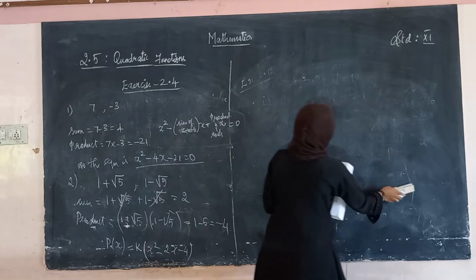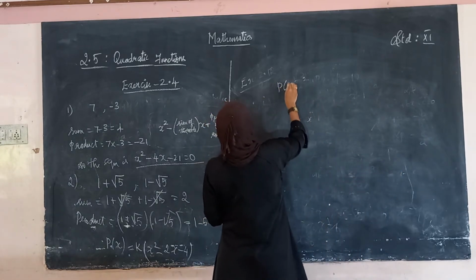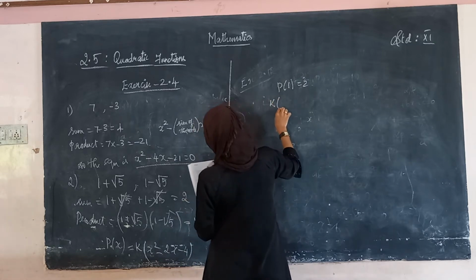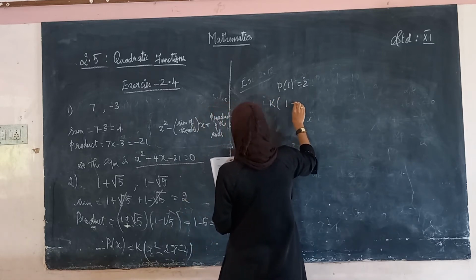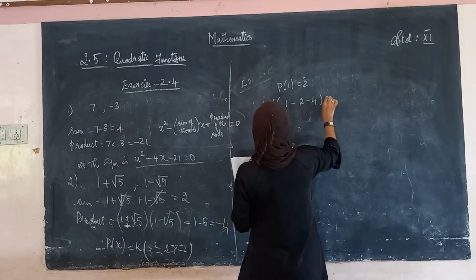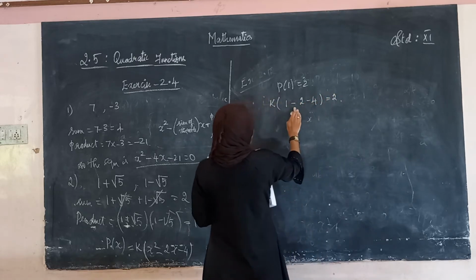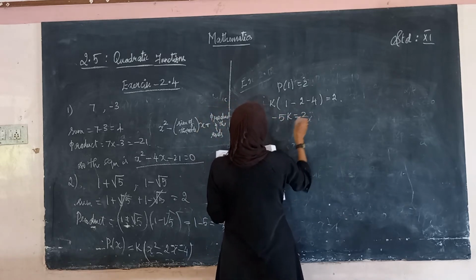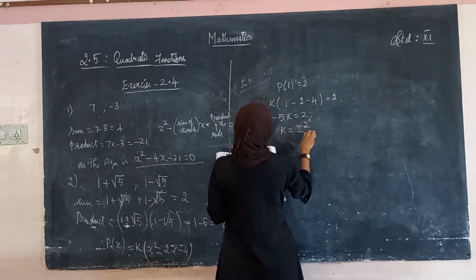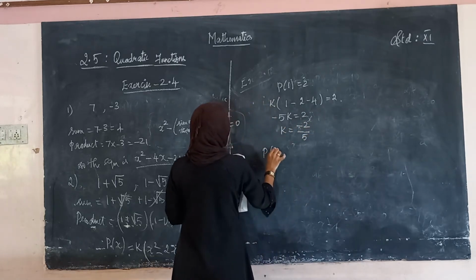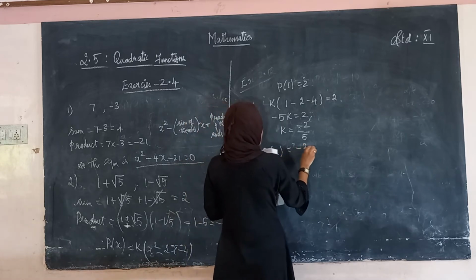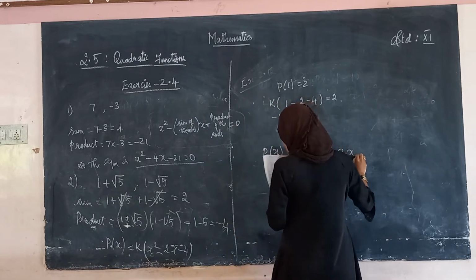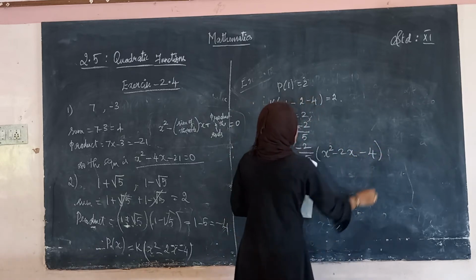Now, we have to find the value of k. For that, they have given that p of 1 is equal to 2. So, what is p of 1? p of 1 is k into (1 squared is 1, minus 2 into 1 is 2, minus 4) is equal to 2. That is, minus 4 minus 2 is minus 6, 1 minus 6 is minus 5. Minus 5 into k is equal to 2. Therefore, k is equal to minus 2 divided by 5. Therefore, the required polynomial equation is minus 2 divided by 5 into (x squared minus 2x minus 4). Okay, this is the answer.